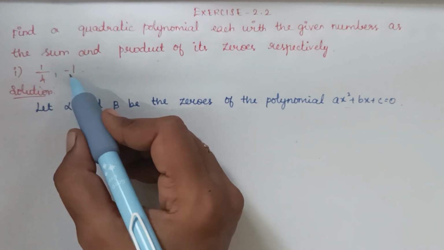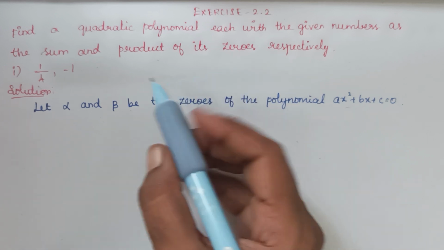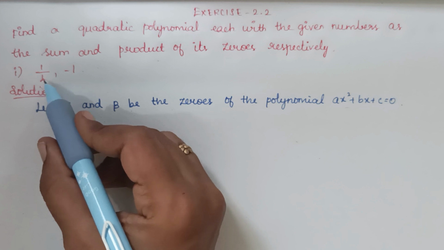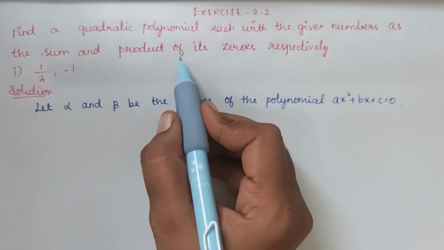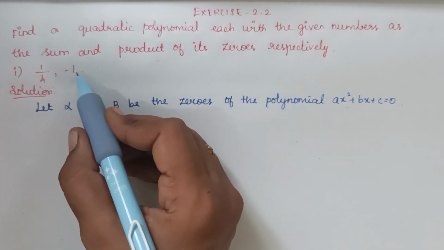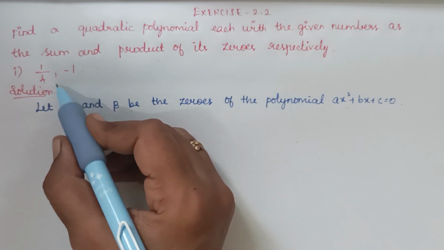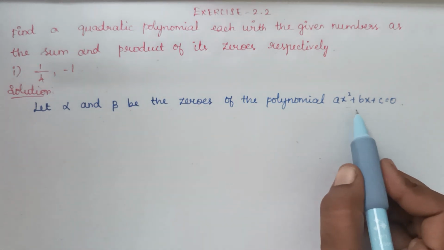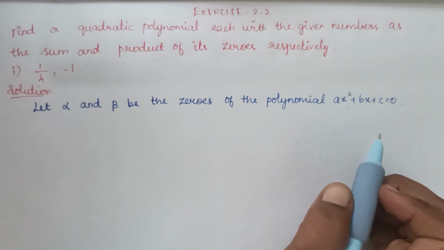So 1 by 4 and minus 1. So 1 by 4 is the sum of its zeros. Sum of its zeros means the value of alpha plus beta is equal to 1 by 4. And the product of its zeros, alpha into beta, is equal to minus 1. So they have given the sum and product of its zeros. By using these values, we want to find out this equation ax square plus bx plus c equal to 0, the quadratic polynomial equation.